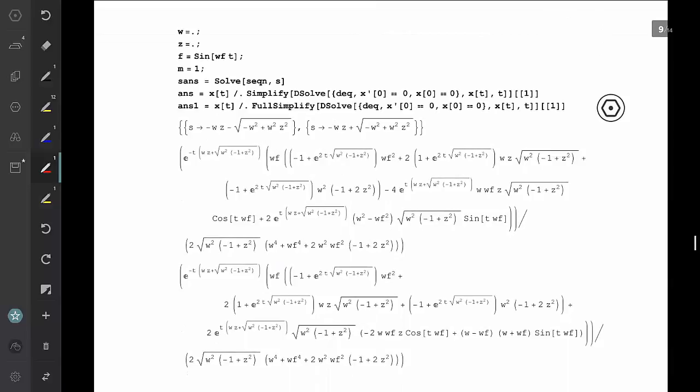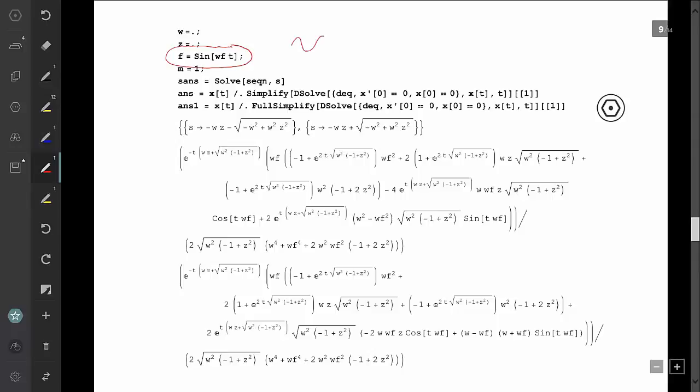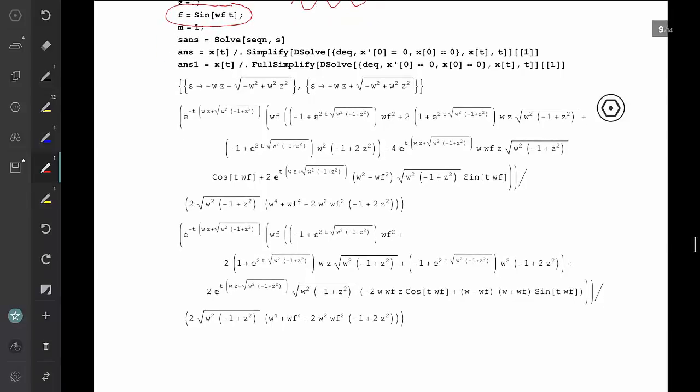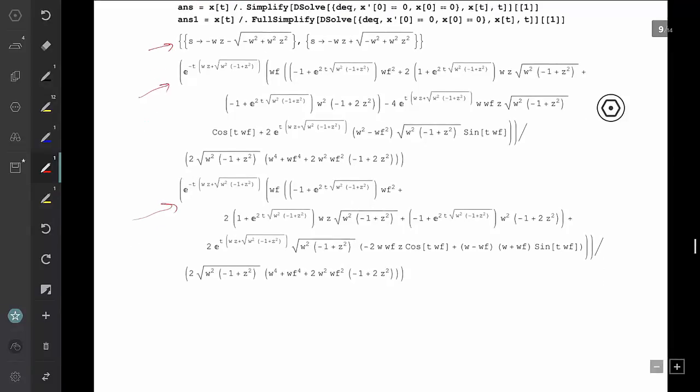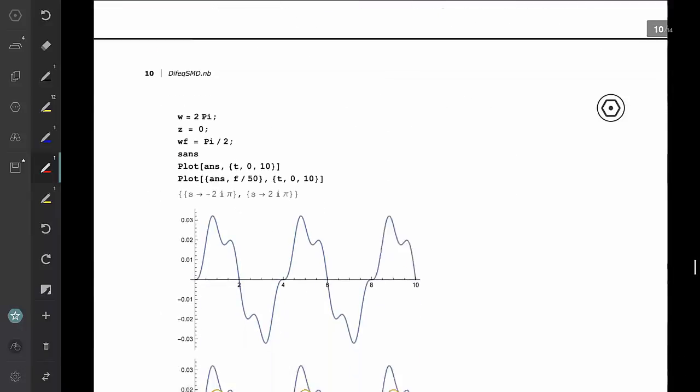Okay, so now what's going to happen is I'm going to shake it. Instead of having a constant force, I'm going to have a sinusoidal force like this. So it shakes it back and forth, similar to your ceiling fan thing. And so here's the solution to the S equation. Here's the differential equation solution. Here's the other differential equation solution. They look different, but I'm going to try to show you that they're the same.